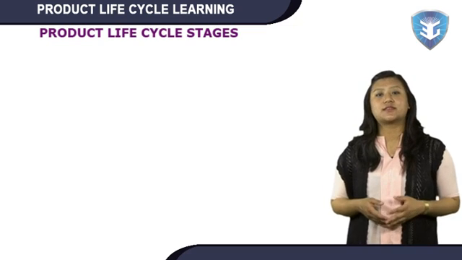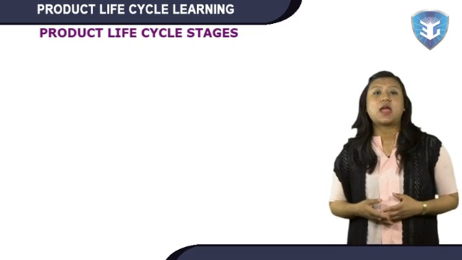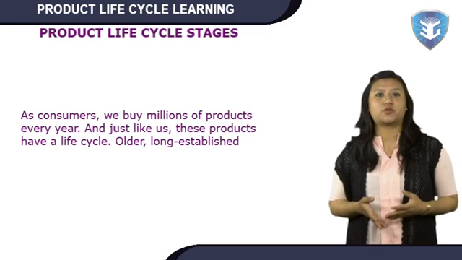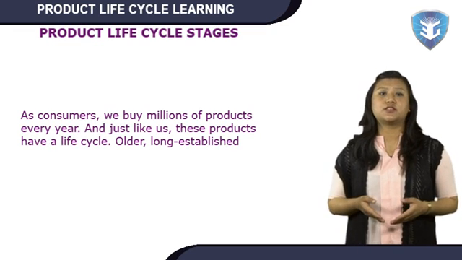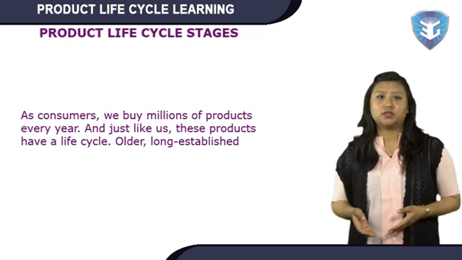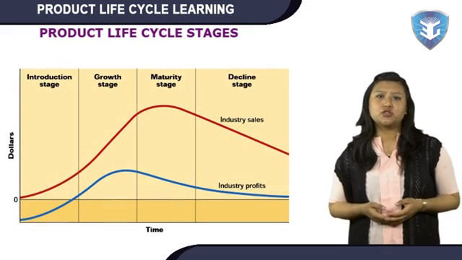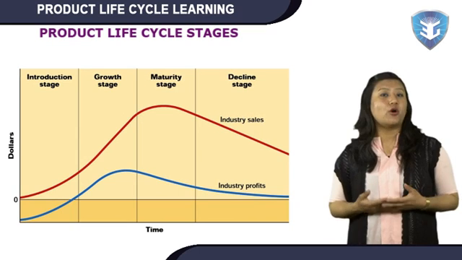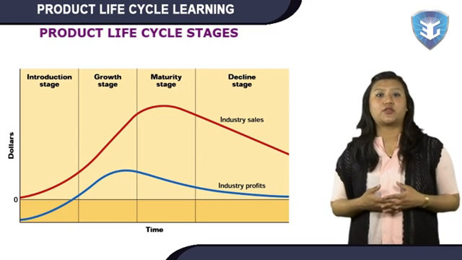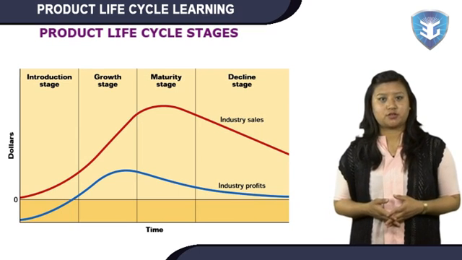Now let's discuss the product life cycle stages. As consumers, we buy millions of products every year. And just like us, these products have a life cycle. Older, long-established products eventually become less popular, while in contrast, the demand for new, more modern goods usually increases quite rapidly after they are launched.